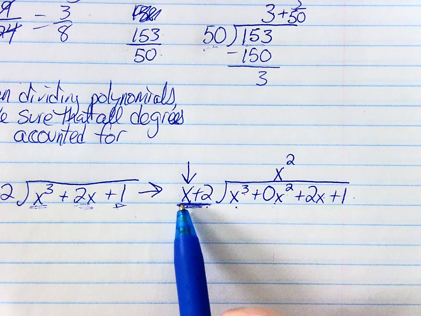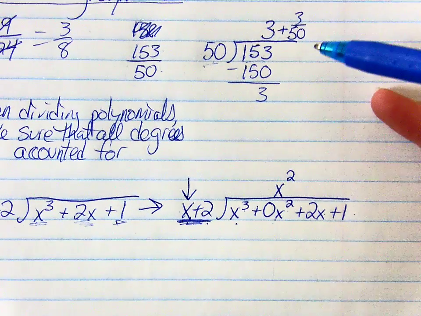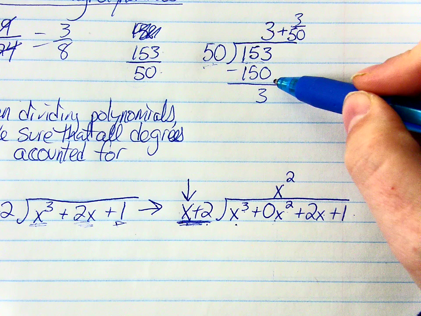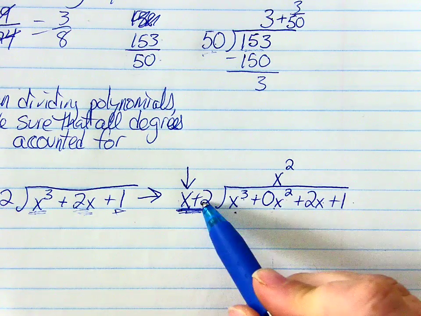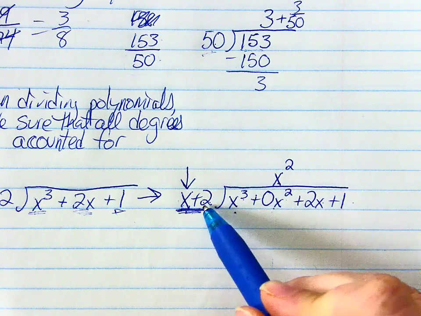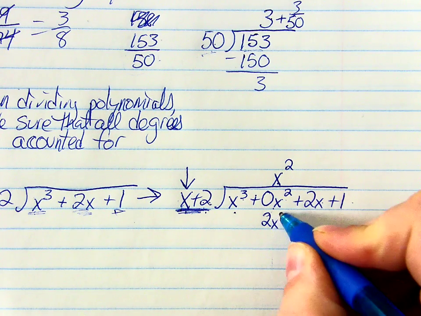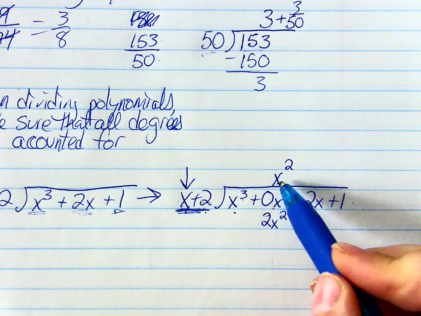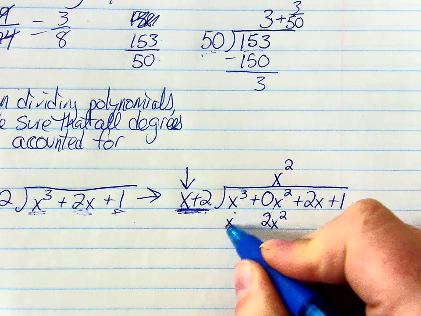I asked myself, what do I multiply x by to get x to the third? The answer was x squared. Now, just like I did up here, once I figured out it was 3, didn't I multiply 3 by 50? And I wrote it down here. I'm going to do the same thing. I need to do x squared times, since this is a binomial, I have to multiply by both of them. So what is x squared times 2? So I write it underneath here in the x squared column. I'm keeping everything lined up.